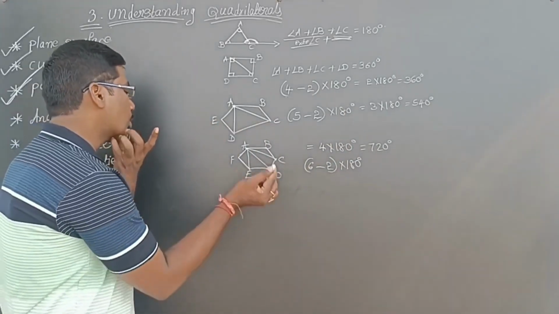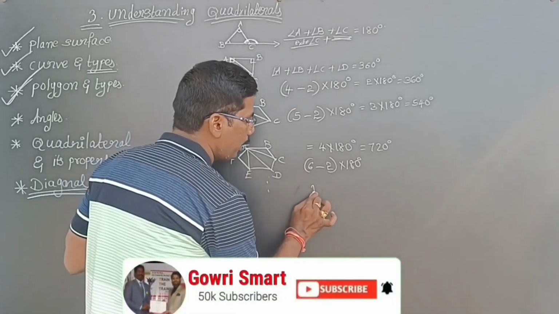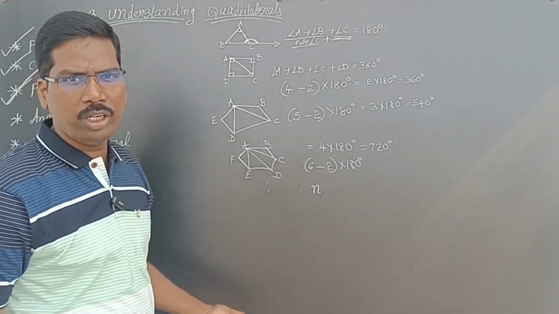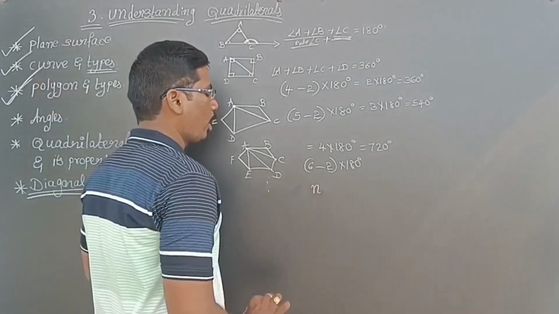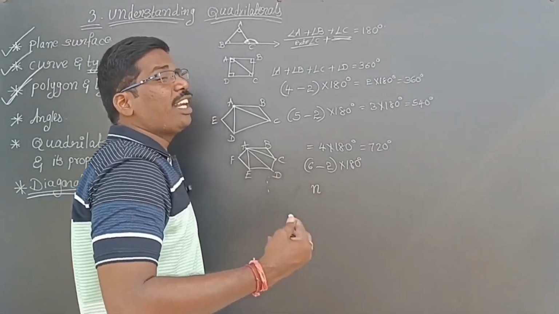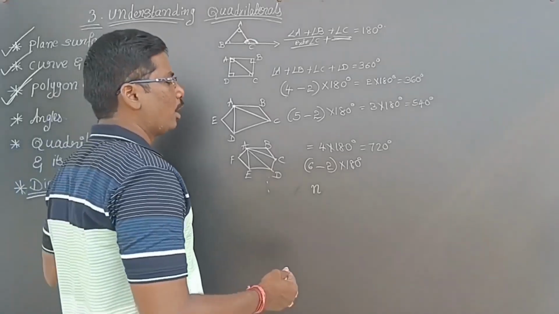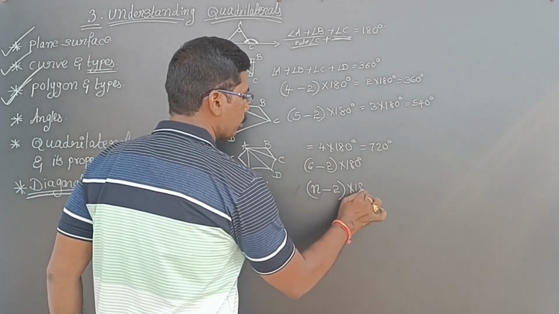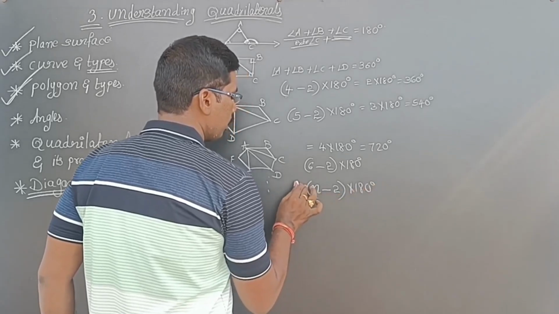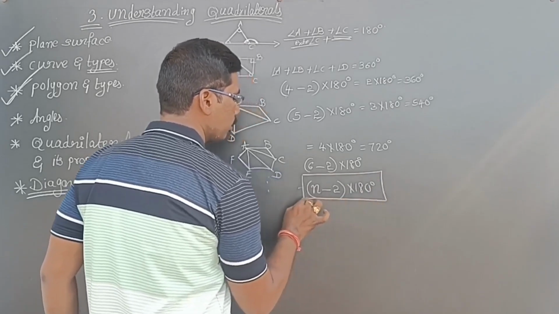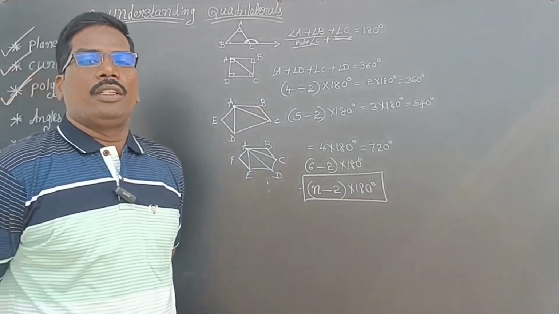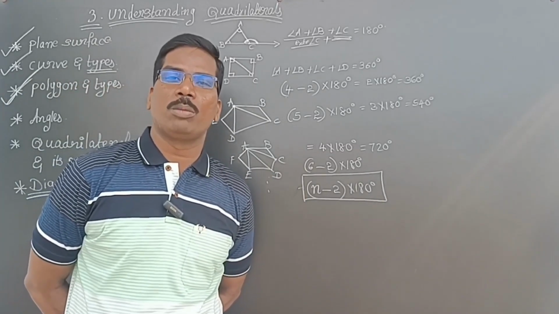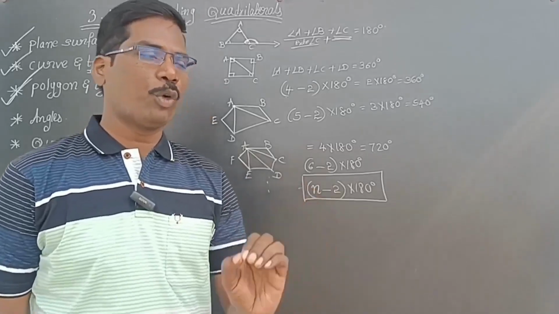So like that, if I have an n-sided polygon and I don't know the n value, it depends upon the number of sides. For an n-sided polygon, if I want the sum of the interior angles, what I have to do is n minus 2 into 180 degrees. This formula is the sum of the interior angles of a polygon.